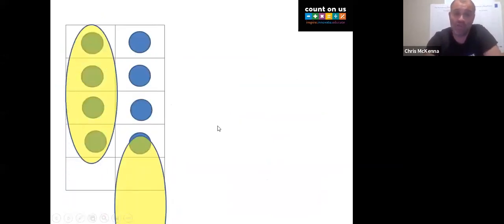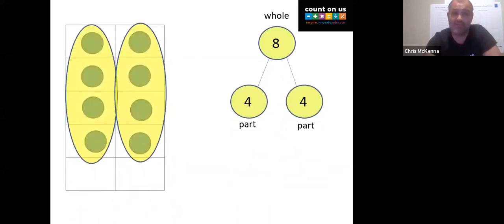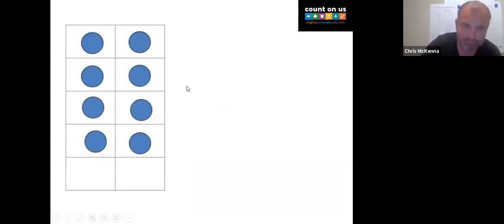We might choose to draw the 8 a different way altogether and say, well, actually, you could draw the 8 like 4 add 4. 4 on one side, 4 on the other side. And again, we can make connections and link. We can say things like 4 plus 4 equals 8, or double 4 equals 8. Or we can even say, well, half of 8 equals 4. So trying to build up a lot of understanding of how numbers are made, how they're formed and what parts can come together to make numbers.